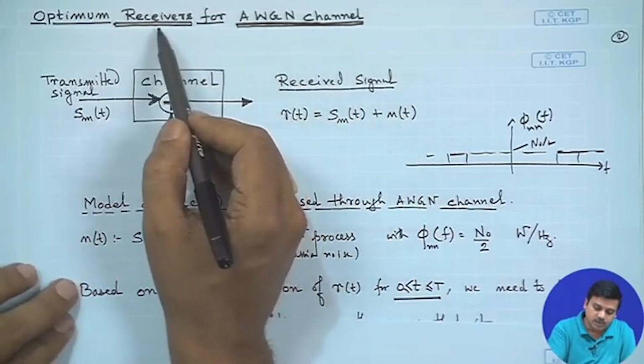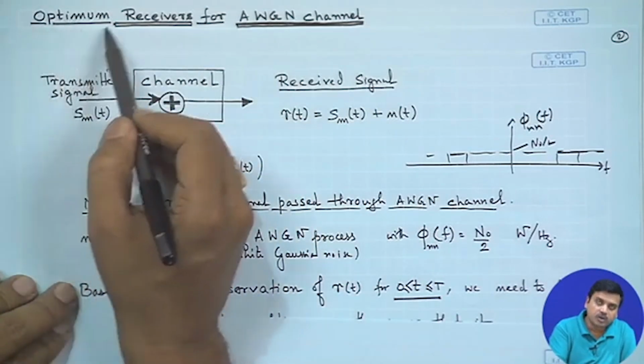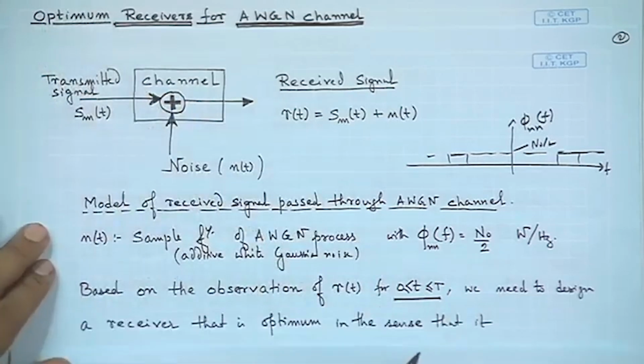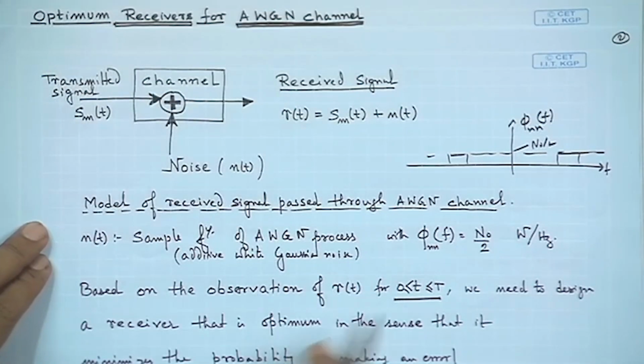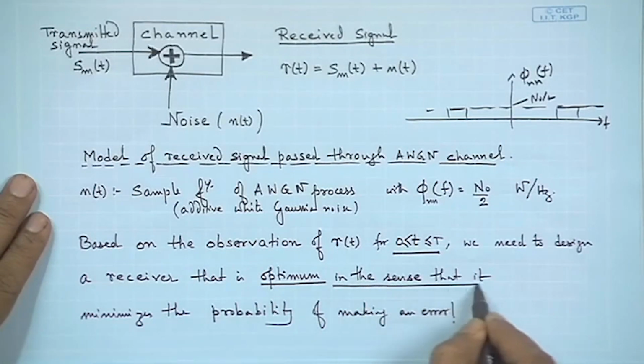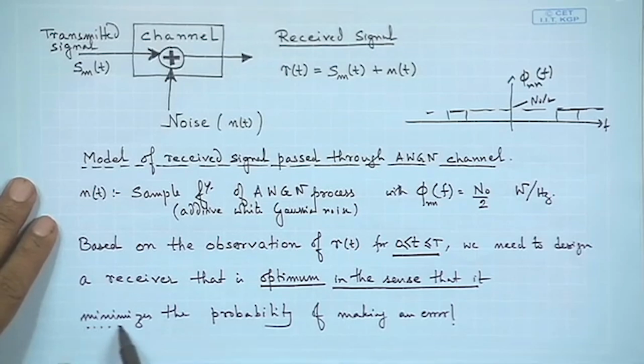Before we talk about receivers, we will talk about what is meant by the term optimum. We say that it is optimum in the sense that, whenever we define optimality, you have to define a particular criterion based on which optimality is taken, so that it minimizes the probability of making an error.